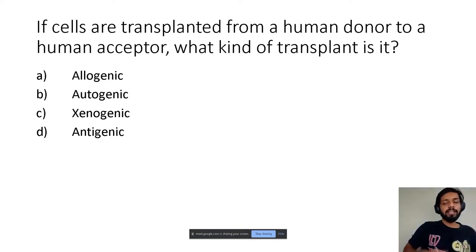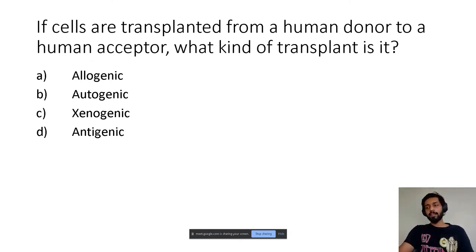Yeah, so autogenic is usually when the transplant happens within the same person, right? Something like hair transplantation, where they take your own hair and transfer it to the top of your head. That's autogenic. But if it's between individuals within the same species, it's allogenic. If it's between individuals of different species, it's xenogenic. Antigenic is something that triggers an immune response. So it's allogenic, not autogenic. Autogenic is within the same individual.